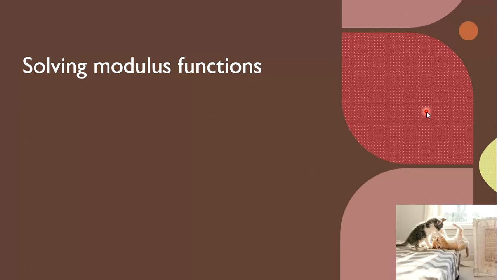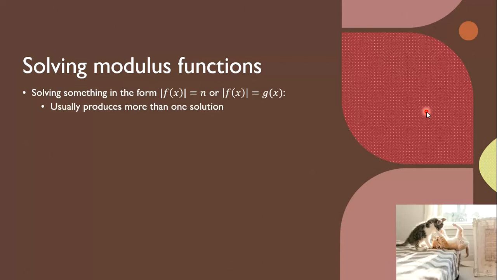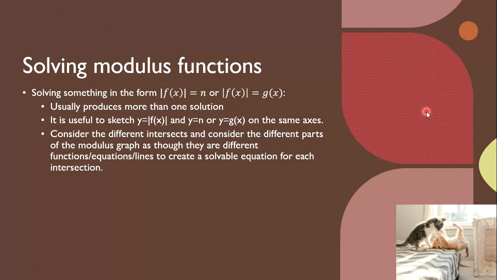Solving modulus functions. There we go. Solving something in the form modulus of f of x equals n, or modulus of f of x is g of x. So this usually produces more than one solution, because there's going to be a solution for the positive and a solution for the negative. It is useful to sketch y equals the modulus of f of x and y equals n or y equals g of x on the same axes. Consider the different intersects and consider the different parts of the modulus graph as though they are different functions or equations or lines to create a solvable equation for each intersection, and then solve these equations and calculate your graph.